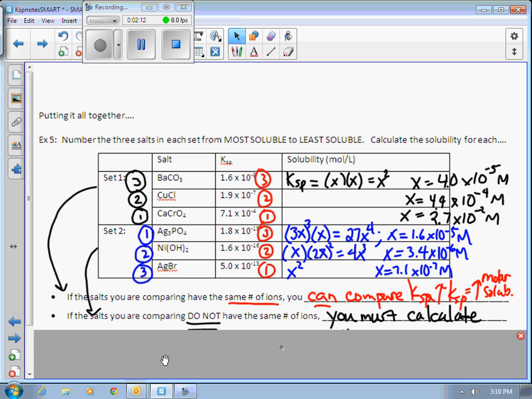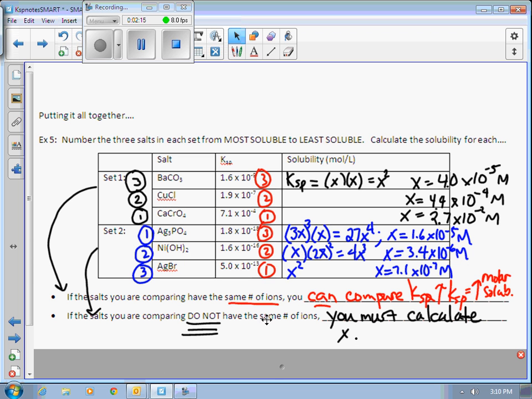So, long story short, if you're comparing salts that have the same number of ions, whether it's 2 ions, 1 cation and 1 anion, or 3 ions in total, it does not matter. You can just look at the Ksp. The bigger the Ksp, the greater the molar solubility is going to come out. Now, if you're comparing salts that do not have the same number of ions, like these examples right here, you cannot just look at the Ksp and know which one's going to be most soluble. You have to calculate the actual molar solubility like we did right here. So basically what I'm telling you is a shortcut that you can take depending on whether the salts you're comparing have the same number of ions or different numbers.